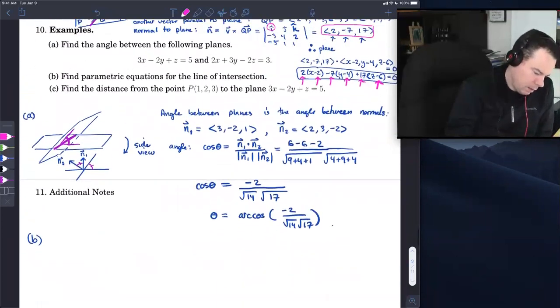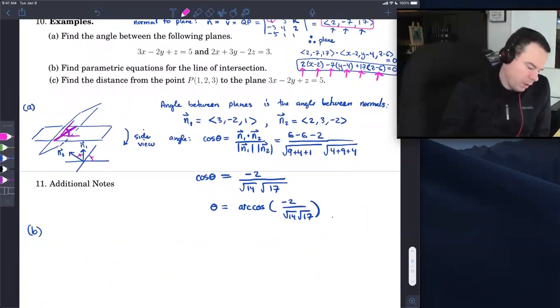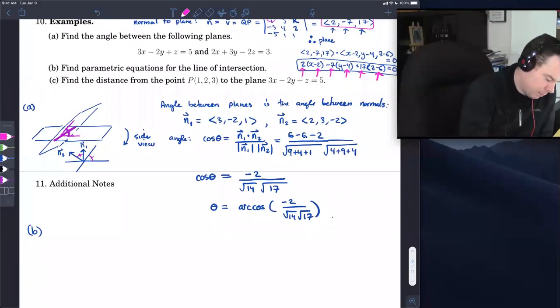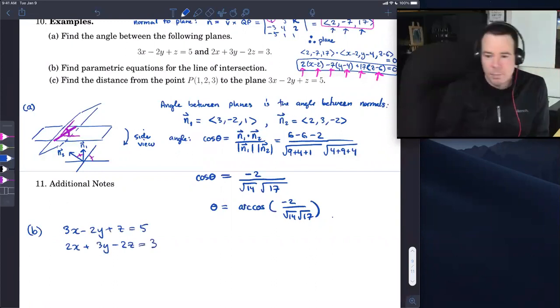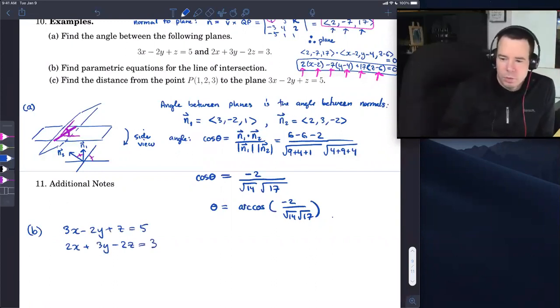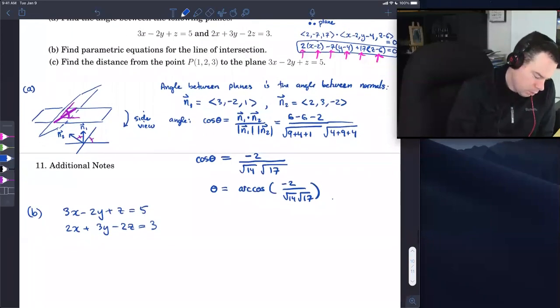Okay, let's look at B. Find the parametric equations of the line of intersection. For the line of intersection, we are looking for this plane and this plane and the corresponding x, y, and z values which live on both planes. So to do this, we can write down the set of all solutions. We'll solve this linear system.